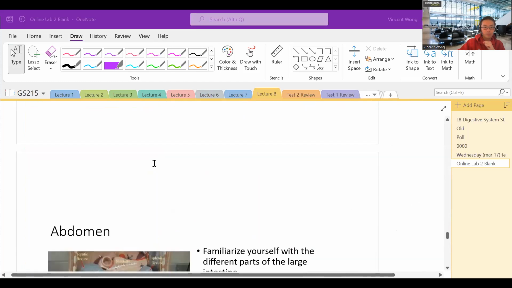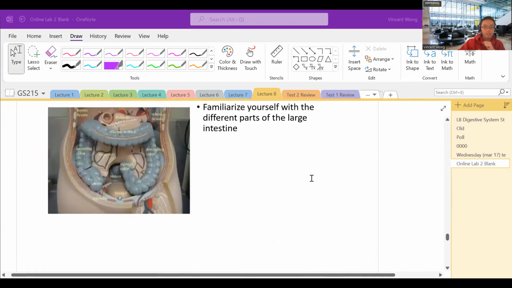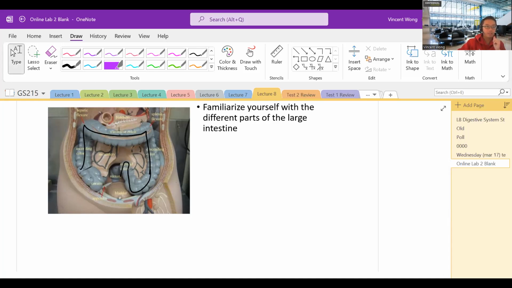Not sure why we have two of the same slide. Move on. Familiarize yourself with different parts of large intestine. That's basically what I just explained to you, right? Ascending, transverse, descending. And then you have the sigmoid, rectum, and anus. Okay, so just study this diagram, make sure you understand it.